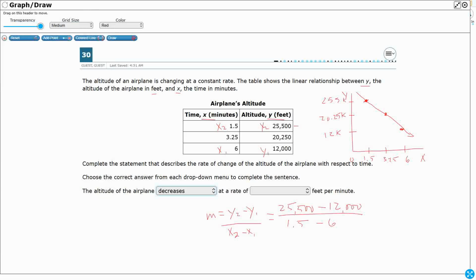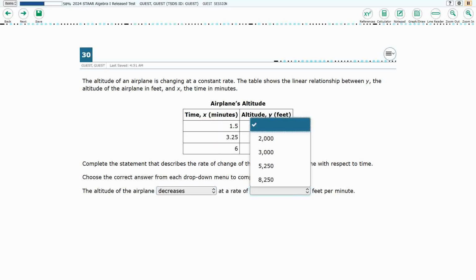Now, here's the thing. We could have taken any of these numbers, and we could have made this our x sub 1, we could have made this our x sub 2, and made this our y sub 1 or y sub 2, it would have gotten us the exact same answer no matter what you do, because it's the slope of the line. So here is our answer.